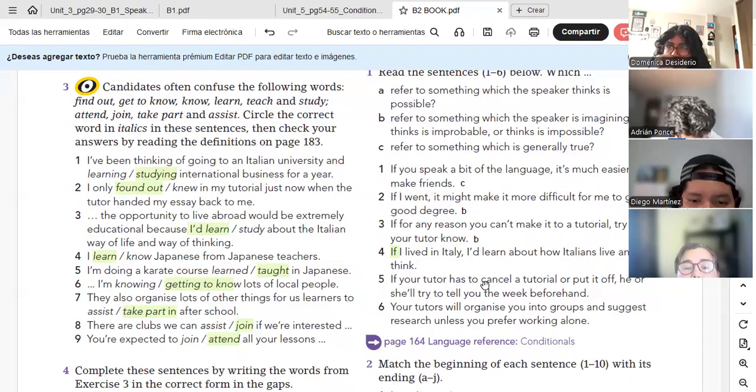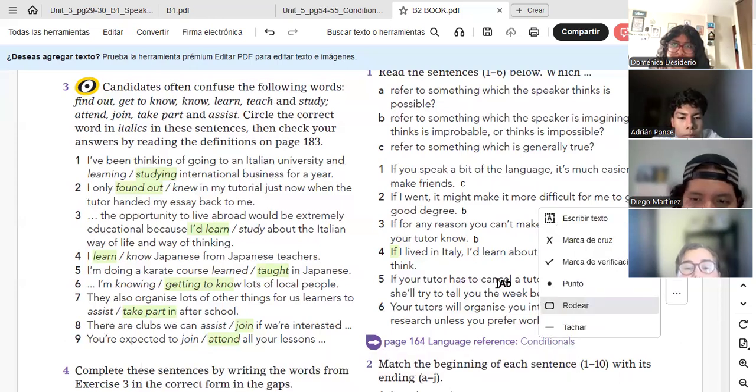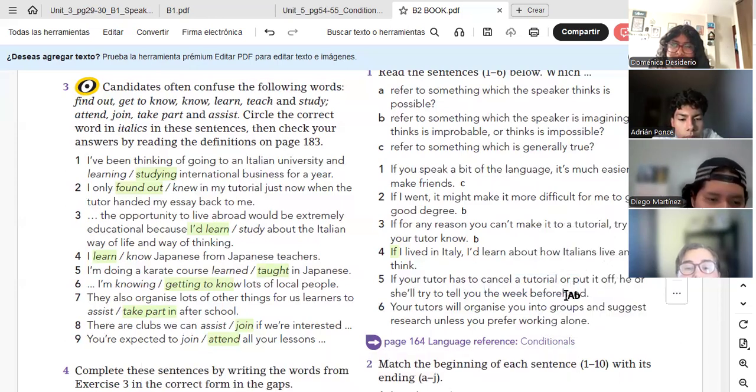If your tutor had to cancel a tutorial or put it off, he or she will try to tell you the week beforehand. Letter C. Probably, but actually no, but I agree with you. I want to let you know why. Sorry, I missed number 4.